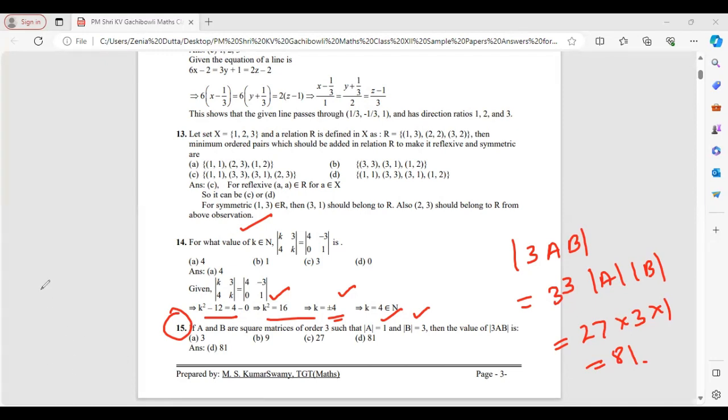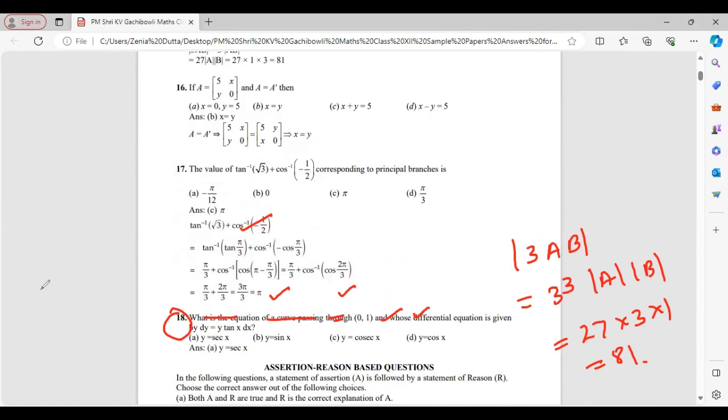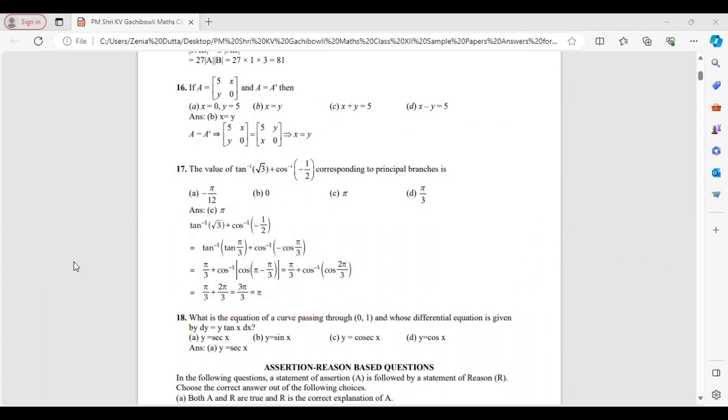After that, if you go down, we have 16. If A equal to 5x, y dash 0, then A equal to A transpose. So you'll equate it and find out the value of X equal to Y. The value of tan inverse root 3 plus cos inverse minus half corresponding to the principal branches.